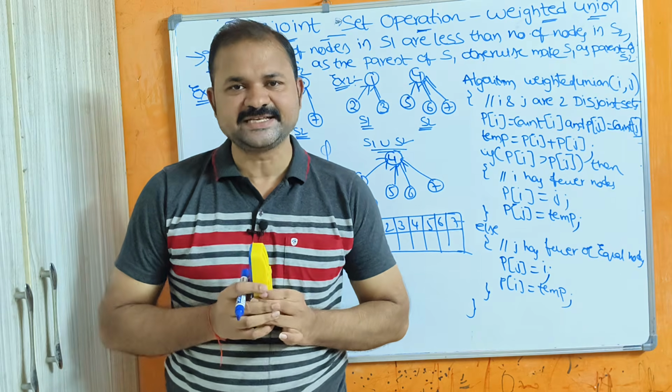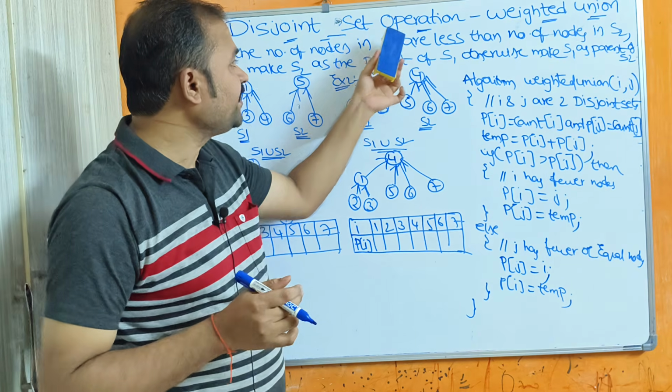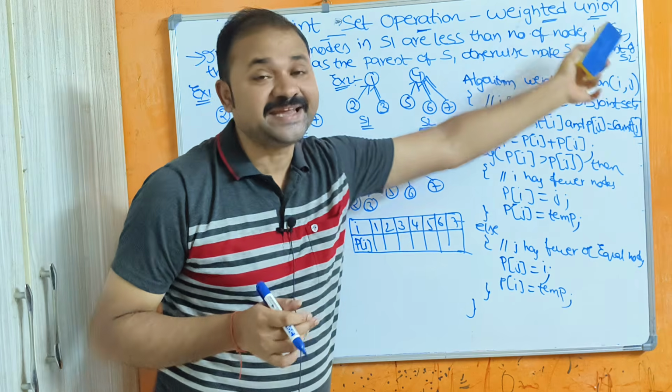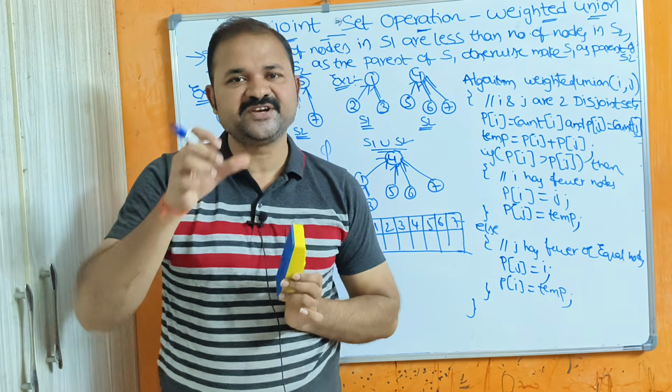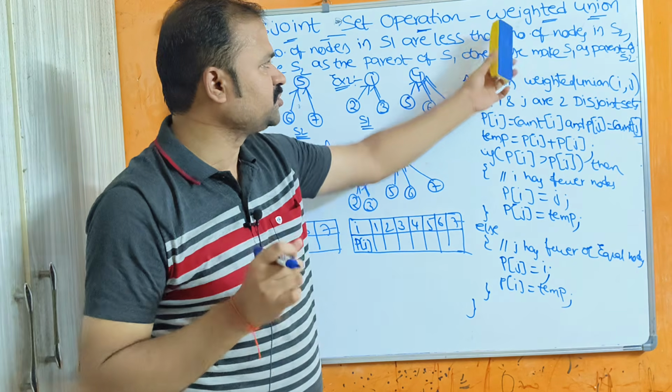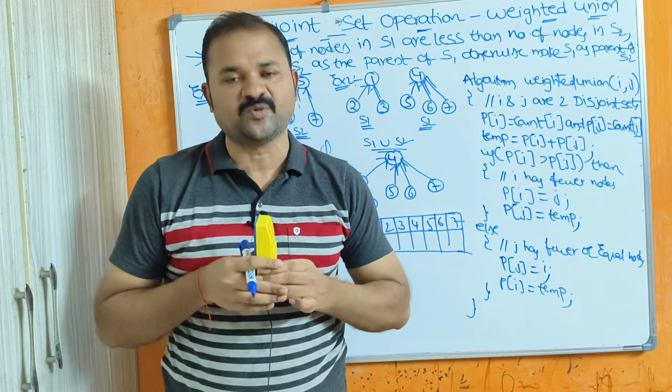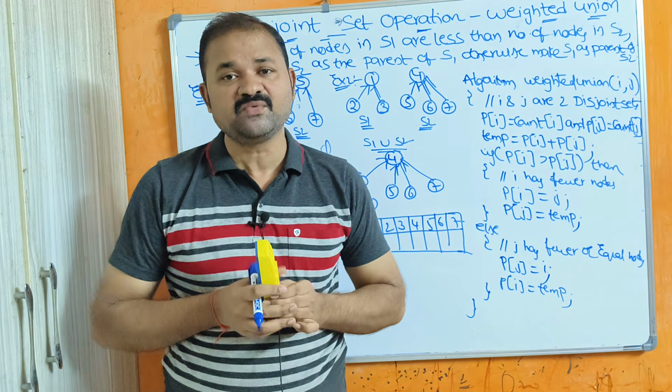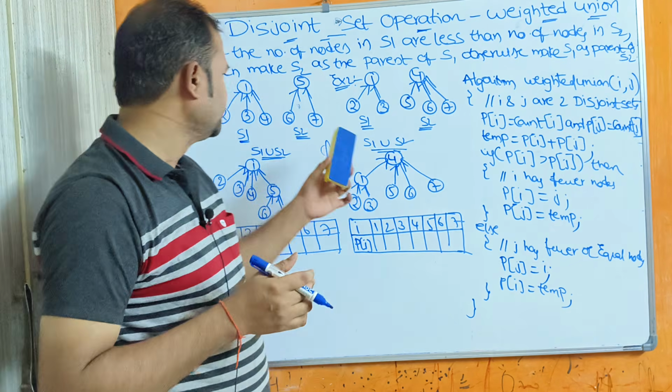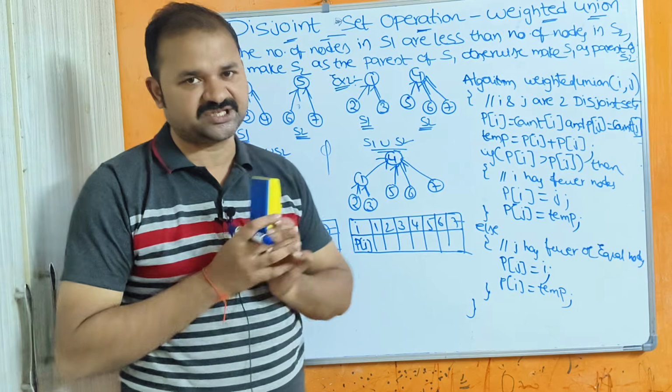Now let us discuss disjoint set operations: weighted union. In this video we are going to discuss the weighted union operation. Let we have two disjoint sets such as S1 and S2.